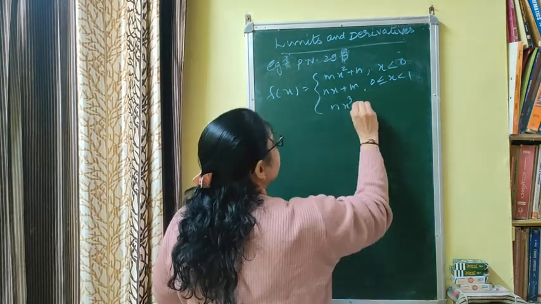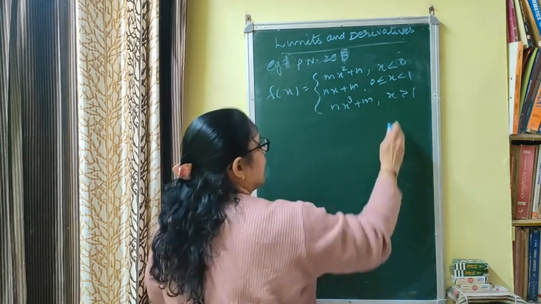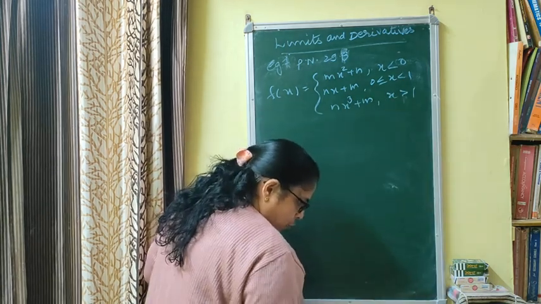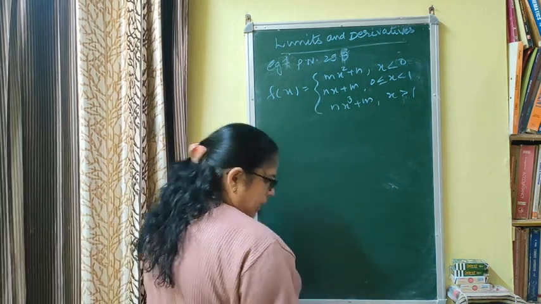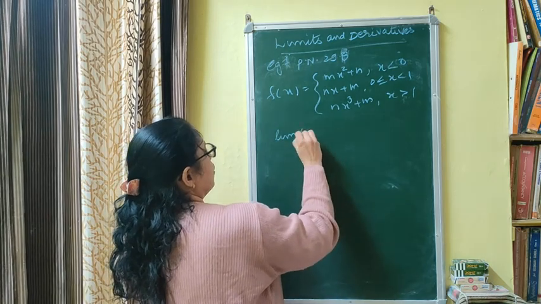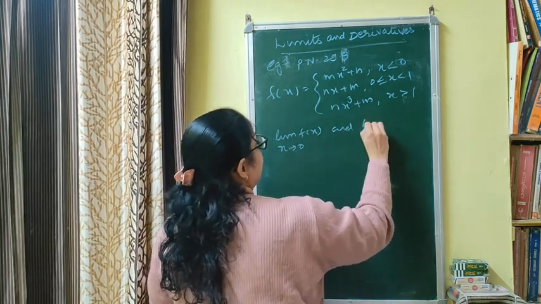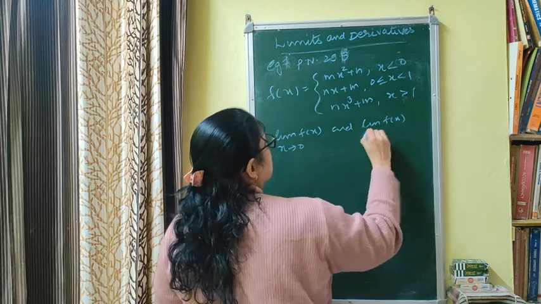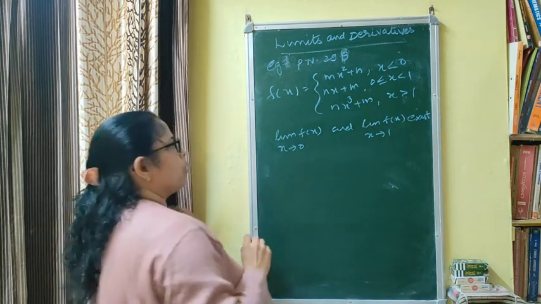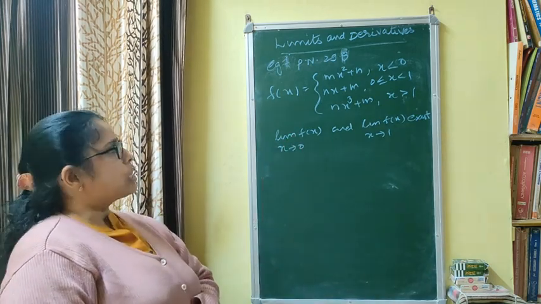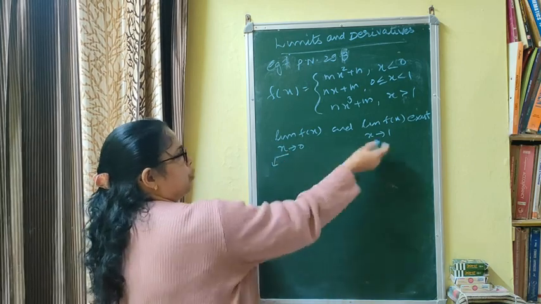x³ + m if x > 1, and you are given: for what values of integers m and n does the limit of f(x) as x tends to 0 and the limit as x tends to 1 exist? At what values of m and n will this limit exist, at 0 and at 1. Now let us start with this one. After that we will do that one.